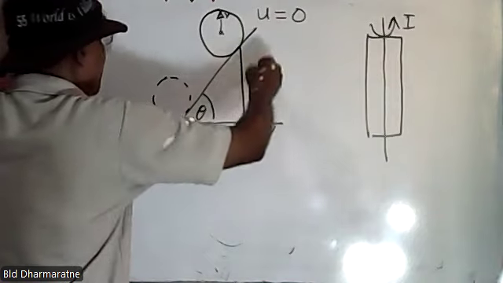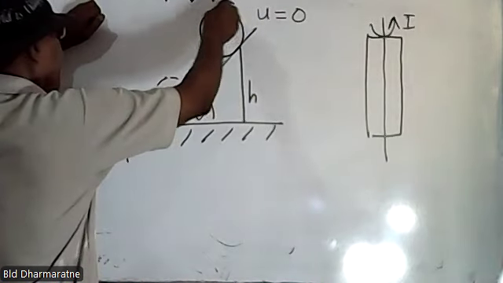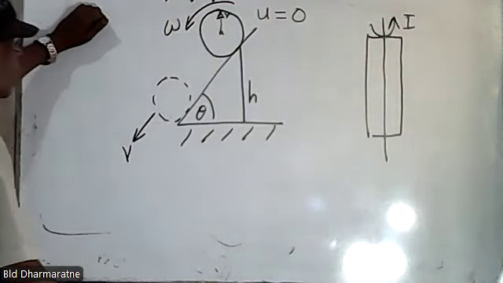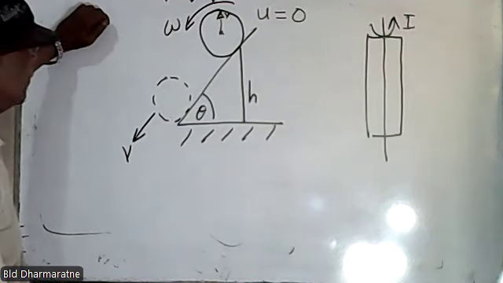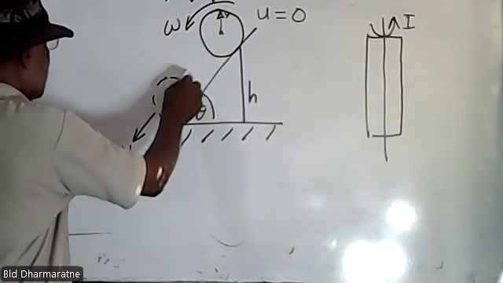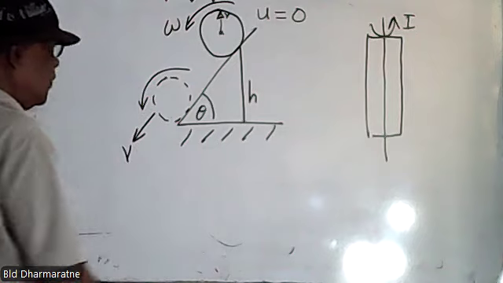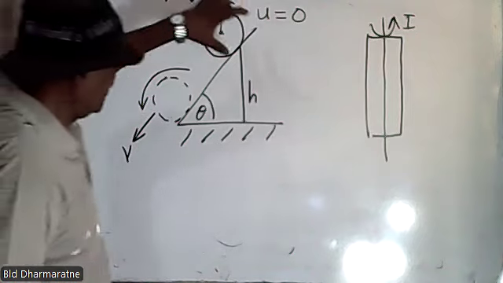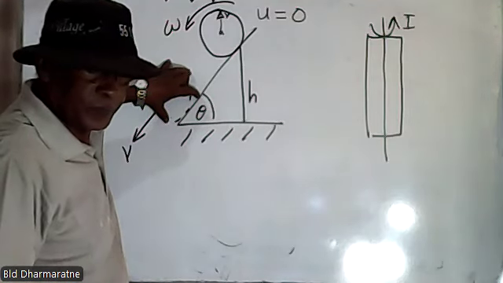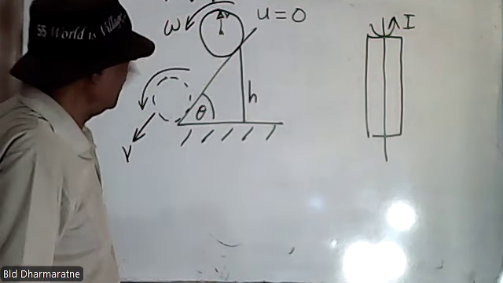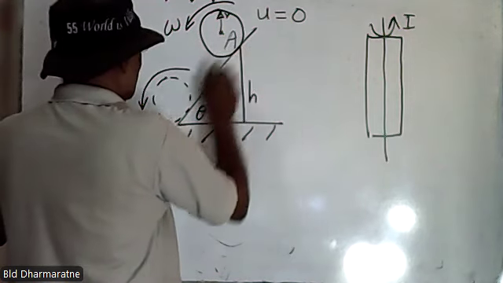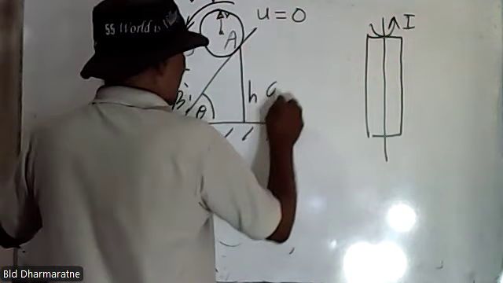Due to the rolling, it has omega, the angular velocity, right? Initially it starts from rest. It will come to here and have some velocity value. In the rest condition, what is the total energy at A? This is point A, this is point B.